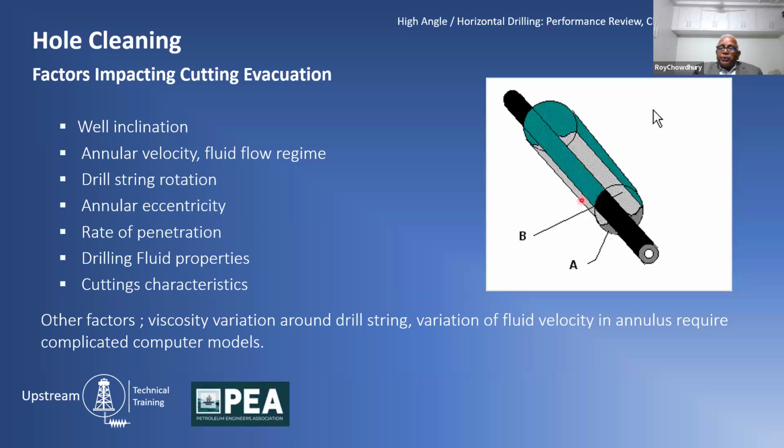In the vertical hole situation, it is really easy. There is slip velocity, how fast the cuttings are going down, and if your annular velocity is much higher than the slip velocity, so it is like cuttings falling, however annular velocity is pushing it up, it will come out. But as the inclination increases, the annular velocity's effect is diminishing, and other factors start playing in, like drill string rotation, annular eccentricity.